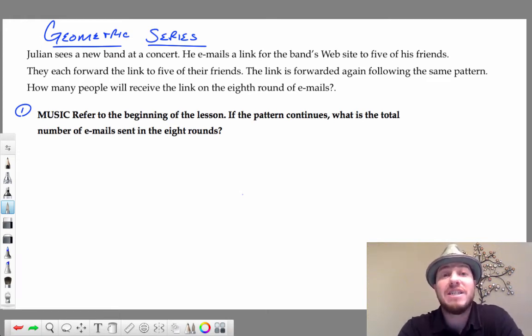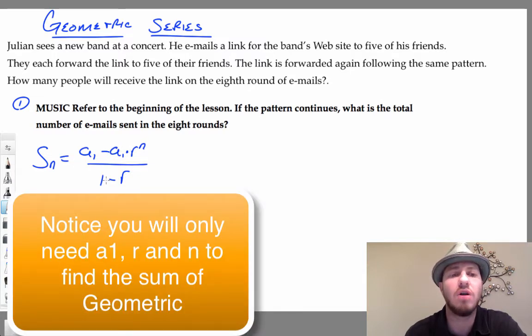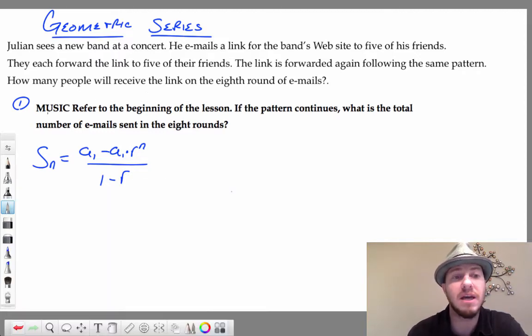So now we're going to look at geometric series. And just like the arithmetic series, the geometric series is when you're basically adding all the terms in the sequence, except it's going to be a geometric sequence. There's a different SN formula, which is SN equals A1 minus A1 times R raised to the N all over 1 minus R.